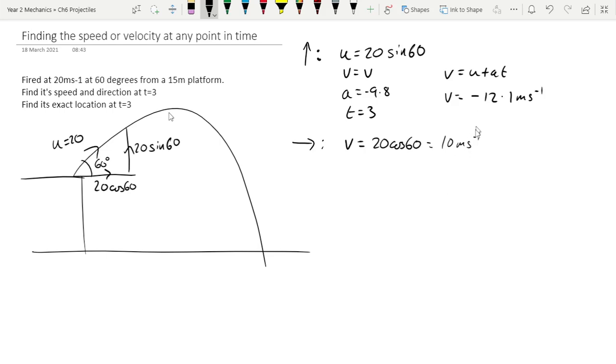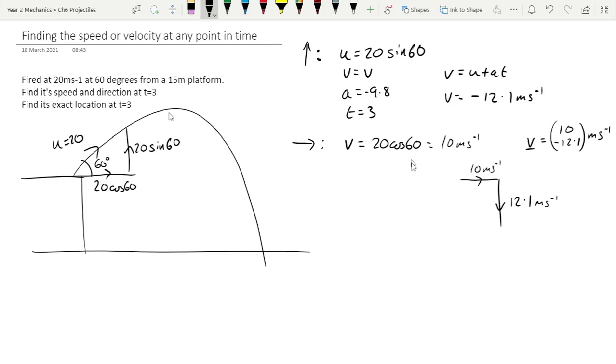Okay. So what's happening is we've got a vertical velocity of minus 12.1. So it's moving down with 12.1. And it is moving to the right with the speed 10. So if we were to write its velocity as a vector, we could write it as 10, minus 12.1 meters per second. Might want to write it like that. But that would be as a vector.